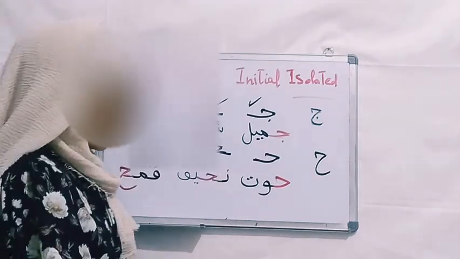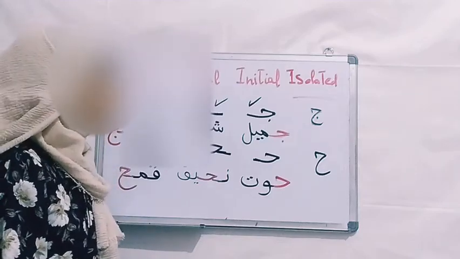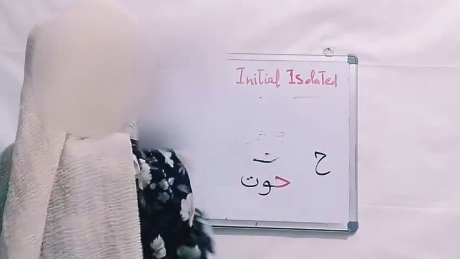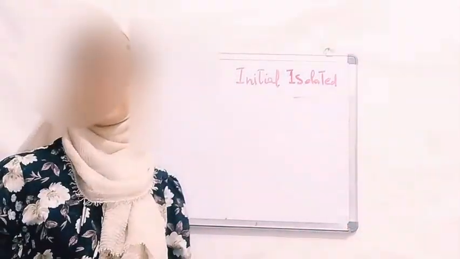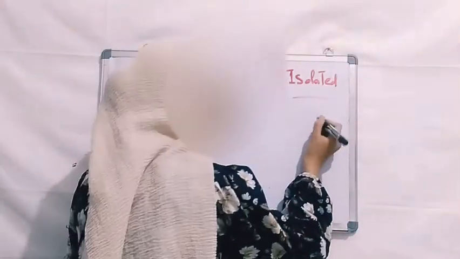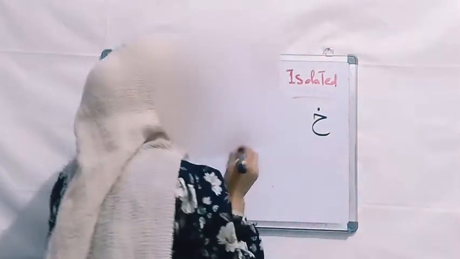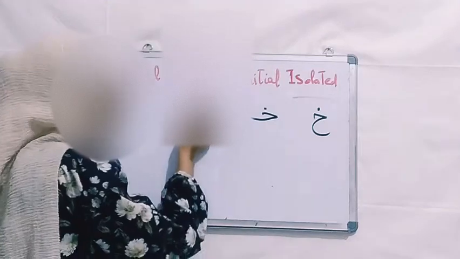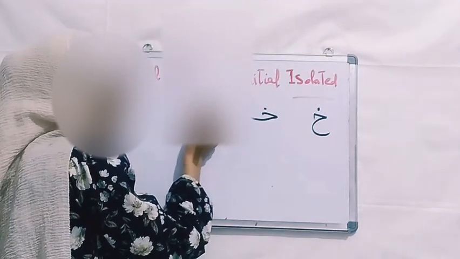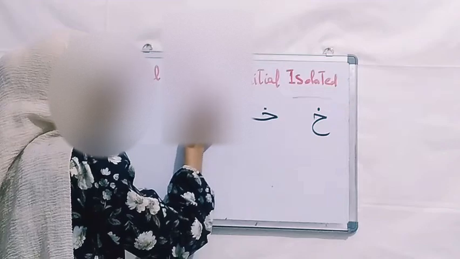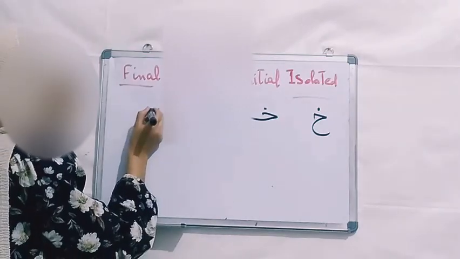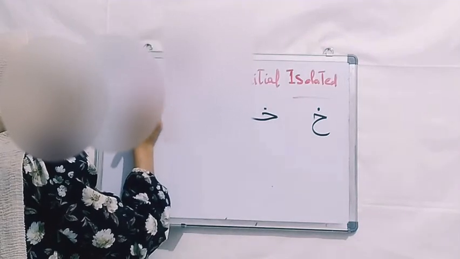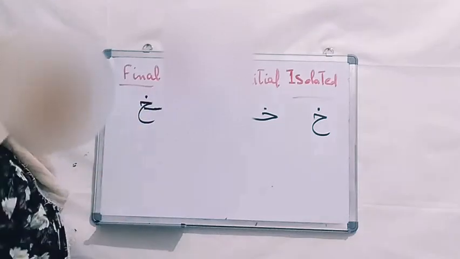Okay? So now we will see kha. Kha has the same shape as jim and ha, but you have to put one dot on top of it. Same in the isolated and initial form. Okay, and in the middle form, you also keep the connecting line and you write kha, and then you keep this straight. And in the final form, also, you keep the connecting line and then you write it as the isolated form, and you have to put one dot on top of it.